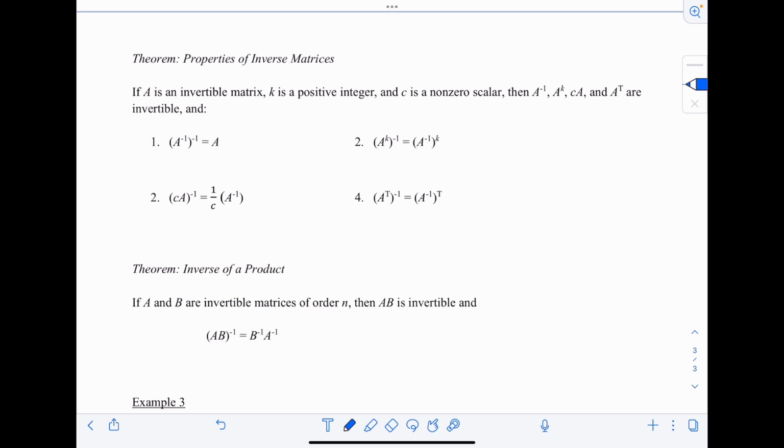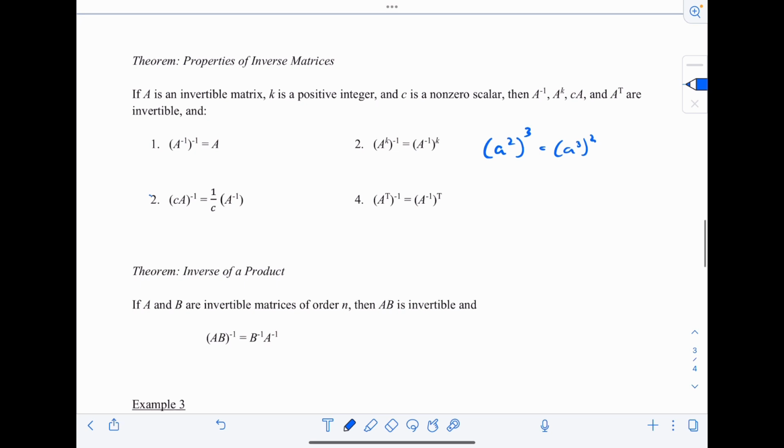Just like I could say that, for example, if I'm looking at the real number system, a squared cubed is the same as a cubed squared, right? It doesn't matter which order I do those exponents in. Number 3, oops, I said number 2, that should be number 3. Sorry about that.